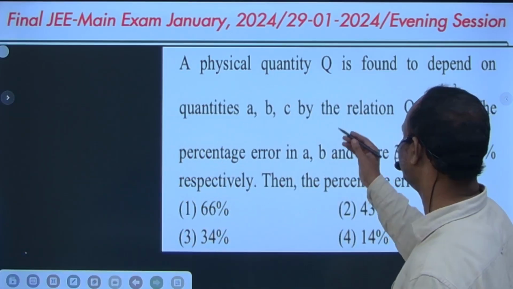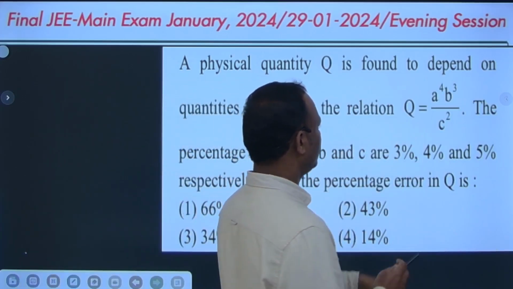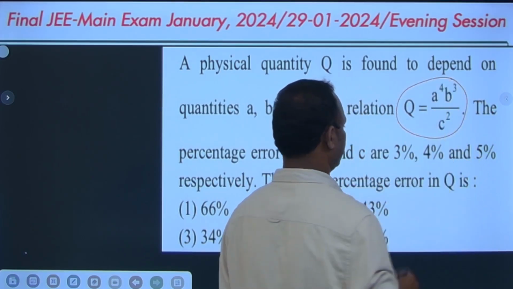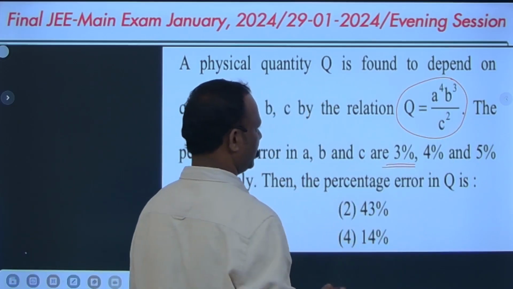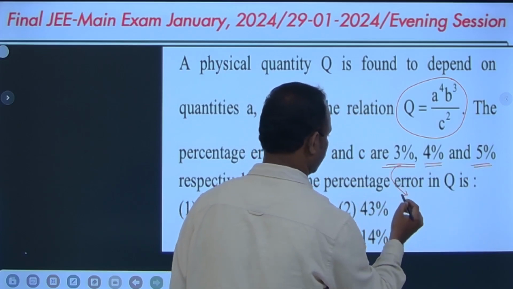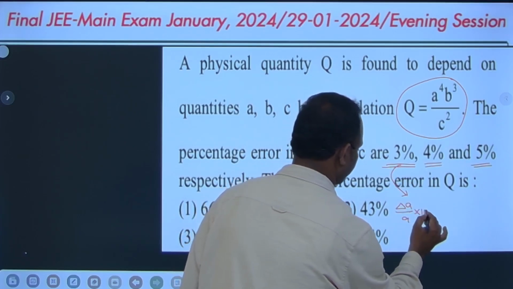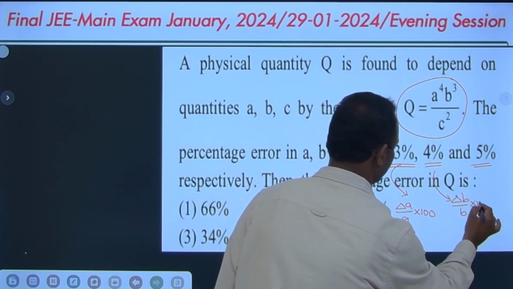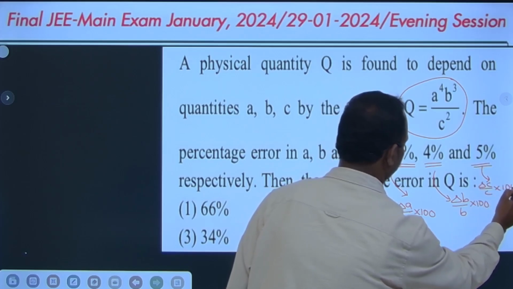This is the next question. A physical quantity Q is found to depend on Q is equals to A to the power of 4, B cube, C square. The given things are the percentage change in A, the percentage change in B, and the percentage change in C. That is delta A by A into 100, delta B by B into 100, and similarly delta C by C into 100.